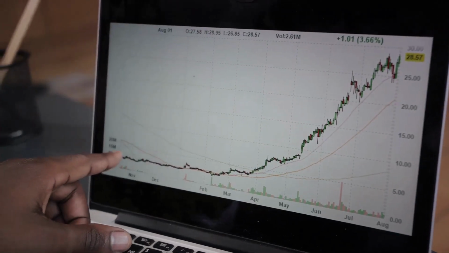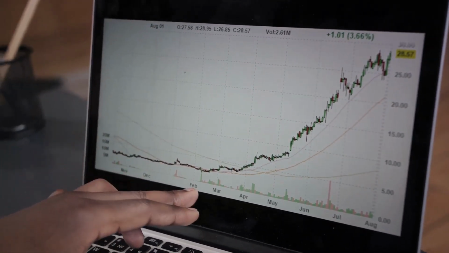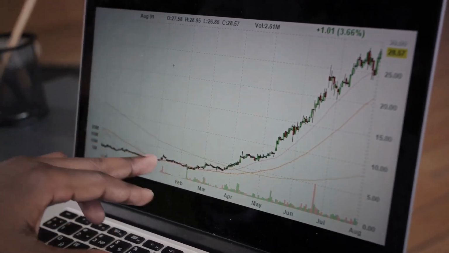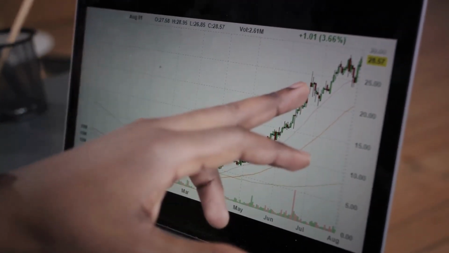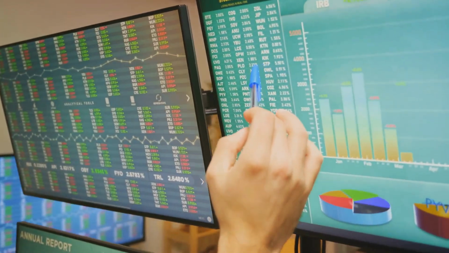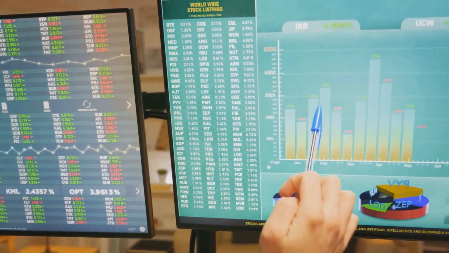Once you've chosen your currency pair, it's time to analyze the market. This is where you become a detective, looking for clues in economic news, historical data, and technical indicators. You're trying to predict how your chosen currency pair will move. Will it waltz gracefully upwards or do a quick step down? The more information you gather, the more informed your prediction will be.